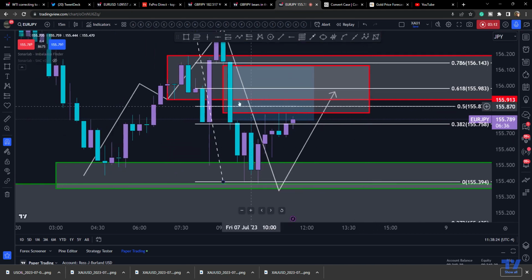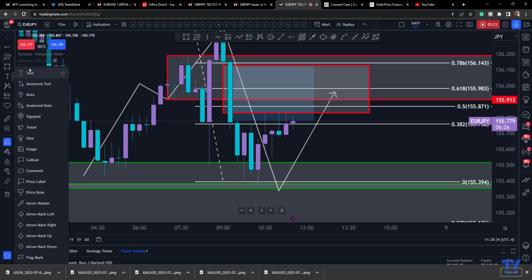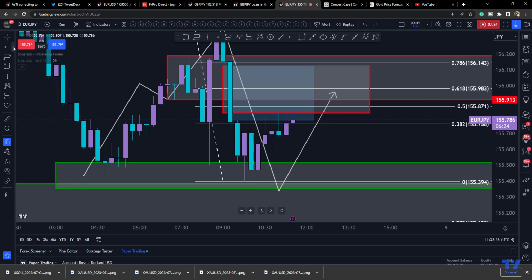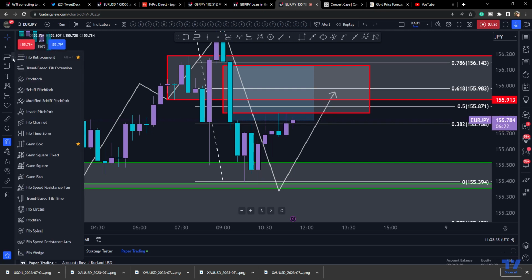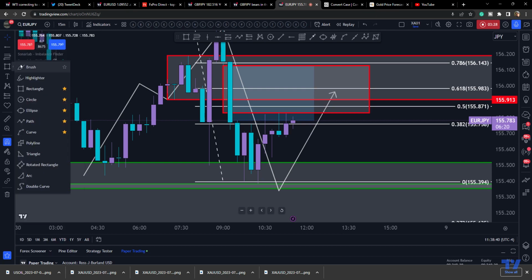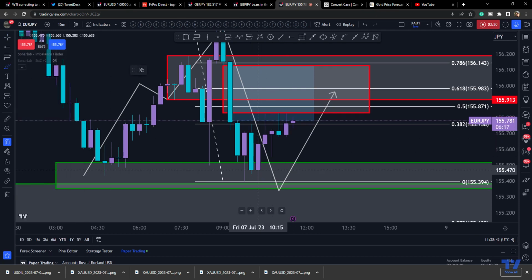I'm looking for a deceleration of that. So it would start to look something like I could draw it with some kind of, let's try and find a drawing tool, brush. So this sort of thing.